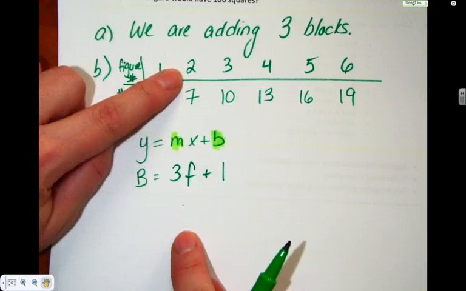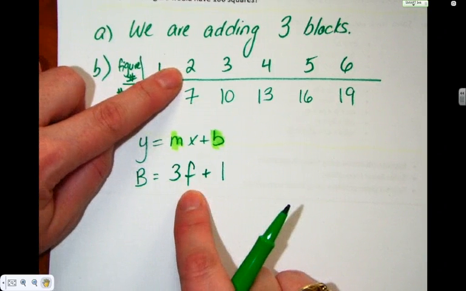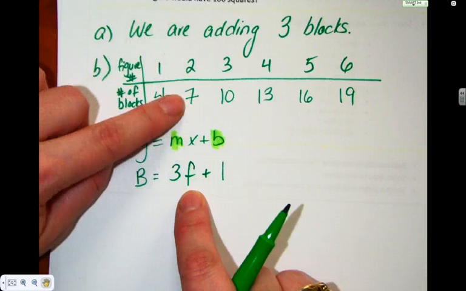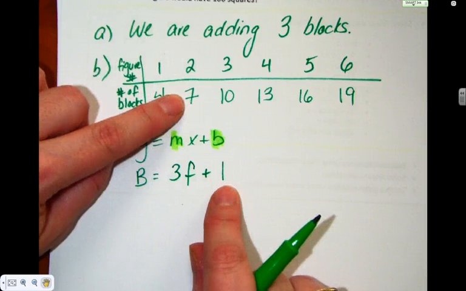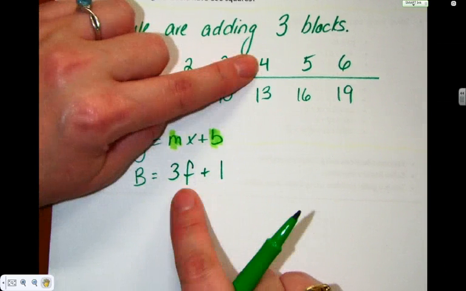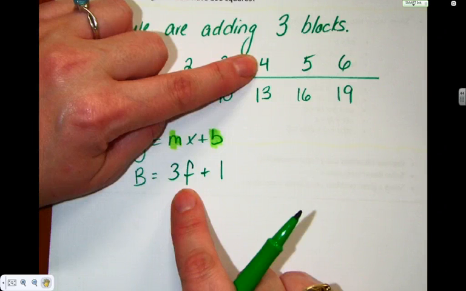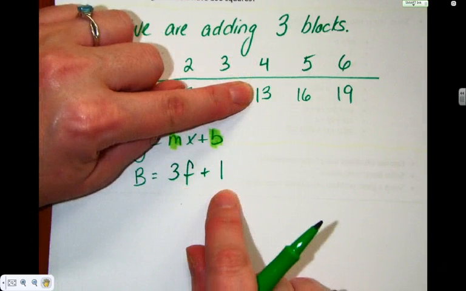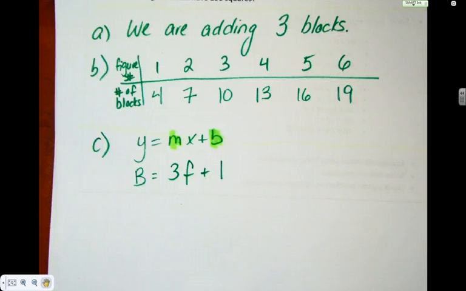Well, let's check 2. If I do 2 times 3, what does that give me? What do I need to add to get 7? Oh, it's 1 again. 3 times 3 is? What do I need to add to get 10? 1. 4 times 3 is? 12, except I need 13, so I need to add 1. That's a linear equation. They're going to always work this way.